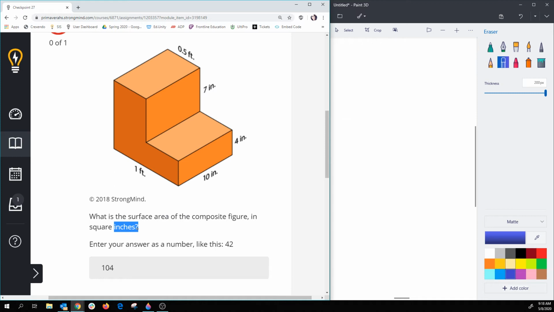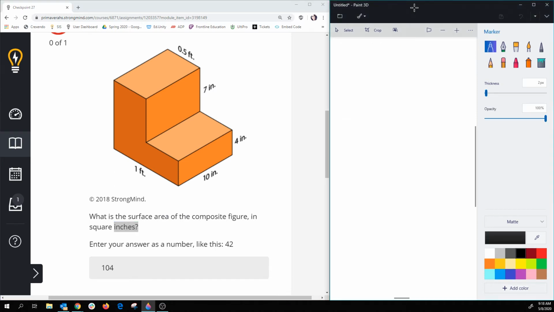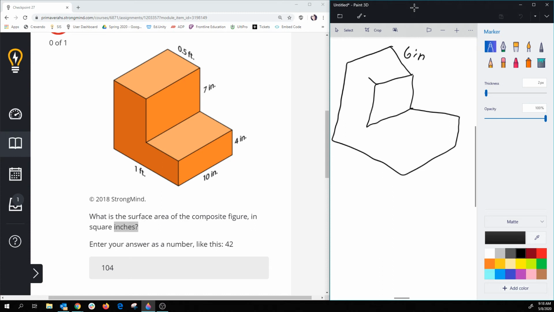So I'm going to try my best to redraw this figure. This up here, 0.5 times 12 would be 6. Let's see how this is working out for me. It's not that bad. It's okay. So this is 10, this is 4, this is 7, and on the bottom 12 times 1 would give me 12, so this is 12 inches.